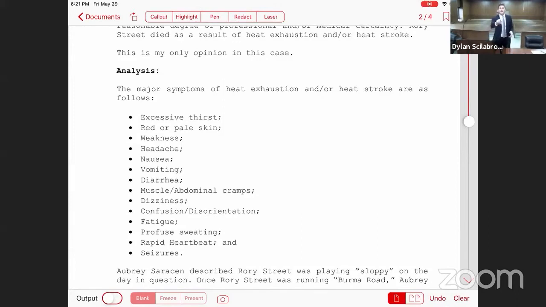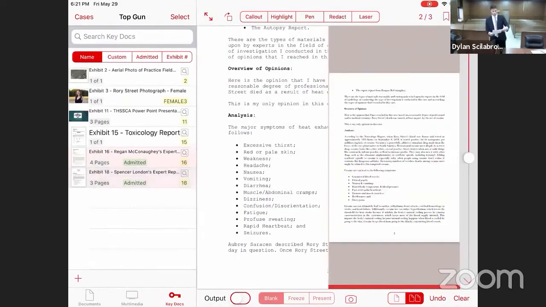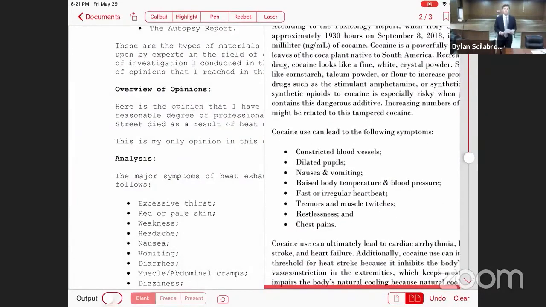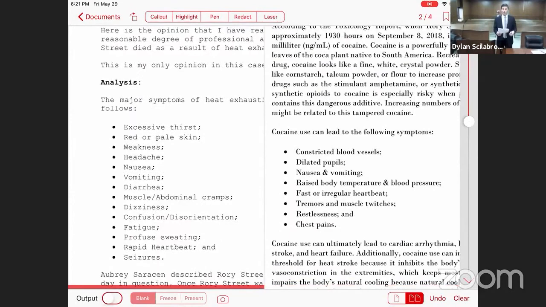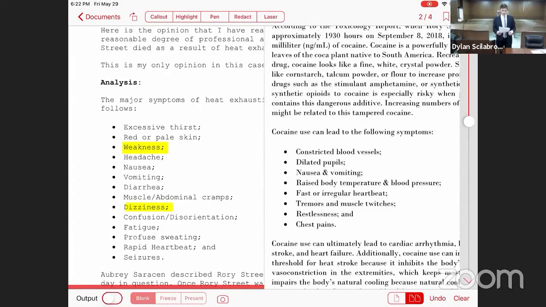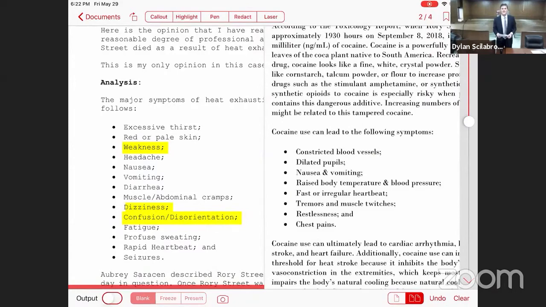Now, Andrew, if you would, do a side-by-side between these factors that have to do with heat exhaustion and the factors and symptoms associated with cocaine. Now, Andrew, would you highlight for me in the heat stroke section weakness? Would you highlight for me dizziness? Would you highlight for me confusion and disorientation? Would you highlight for me fatigue? Will you highlight for me what we know absolutely happened before Rory died, seizures?